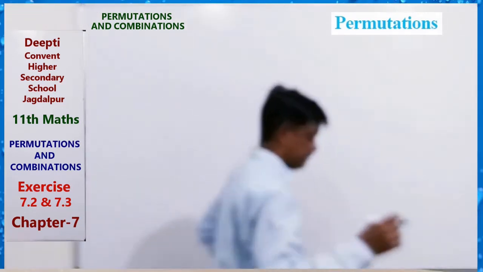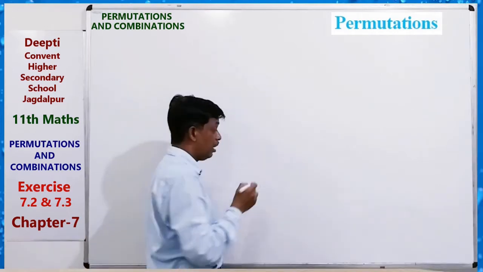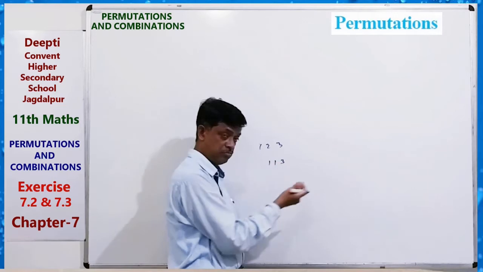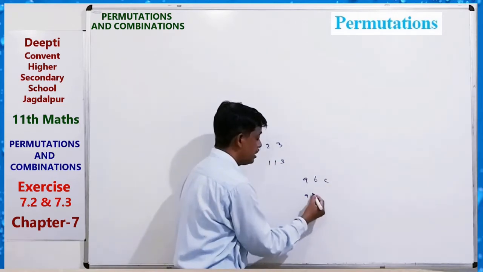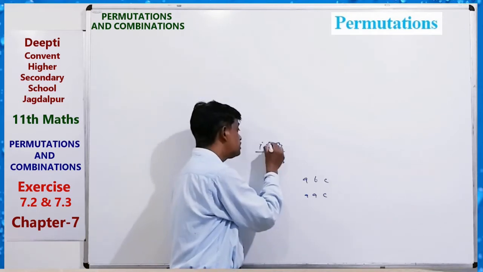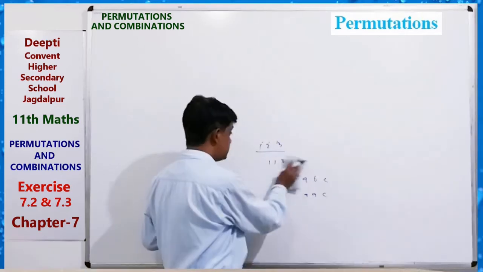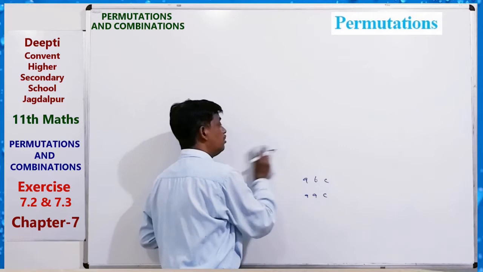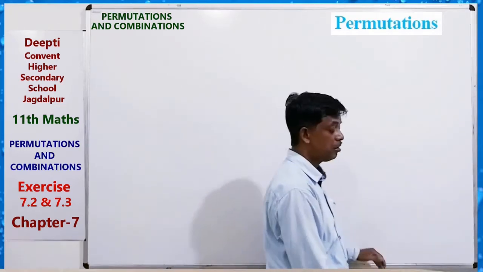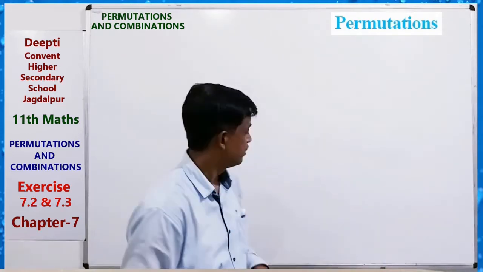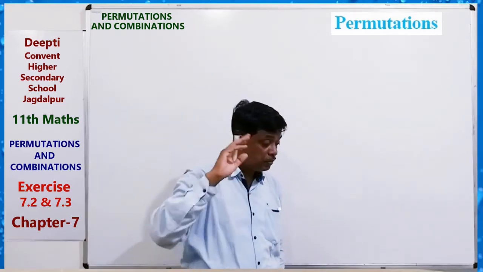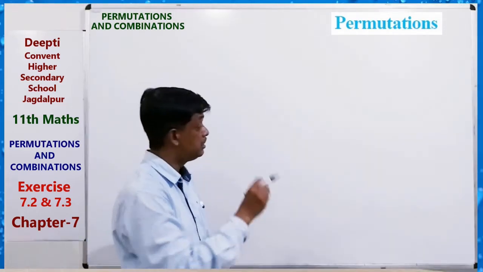Now, our given objects or numbers may be distinct, like 1 2 3, or some may be the same, like 1 1 3 or 2 2, or A B C versus A A C. Here two objects are the same. If objects are distinct, then how many ways can we arrange the required number of objects from a given number of objects? Clear? So permutations means arrangements.